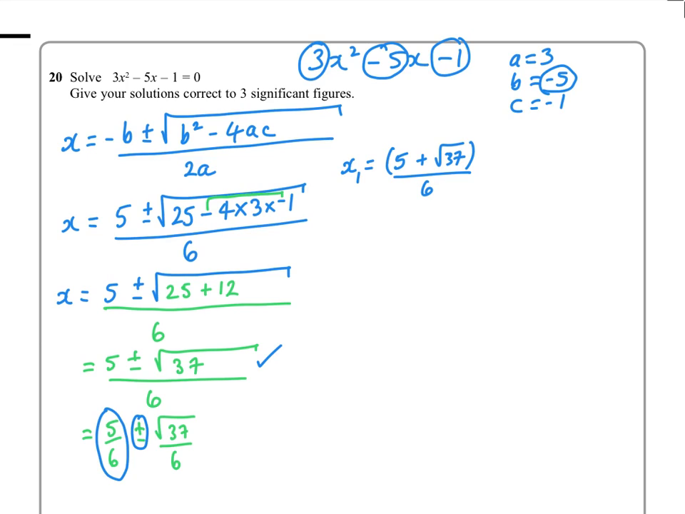11.0827. So I would do the numerator first rather. 11.08276253, and then I'll divide that by 6 at the end, and I would get, and it wants it to 3 significant figures. Well, don't worry about that too much just yet. Just write down what your calculator display says.